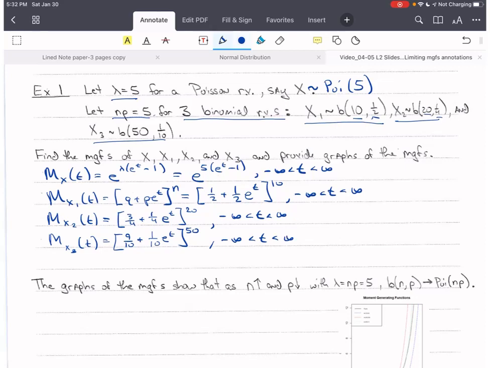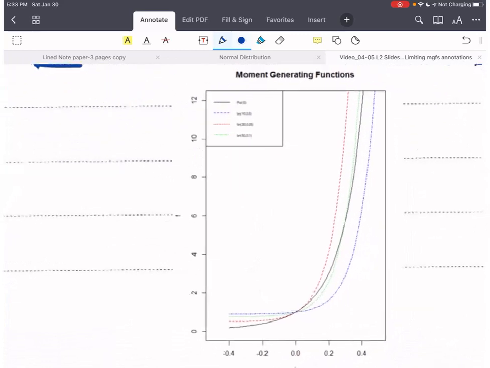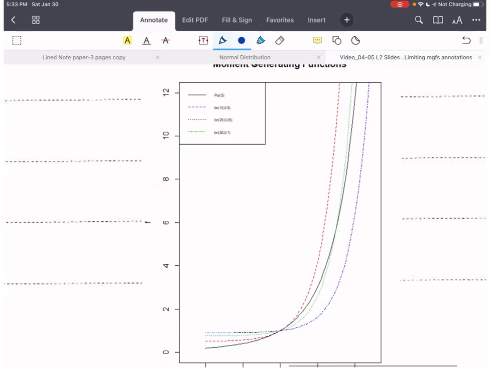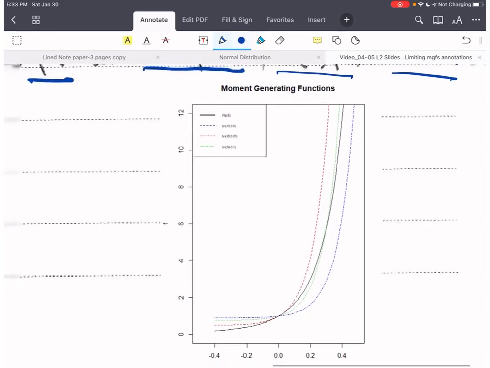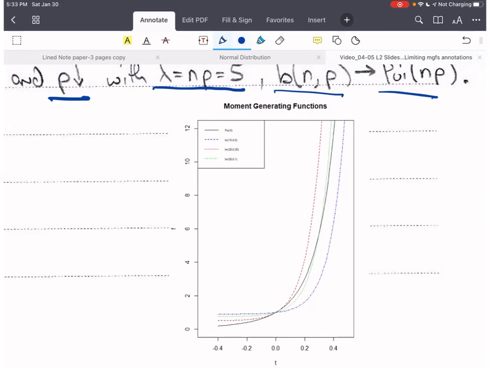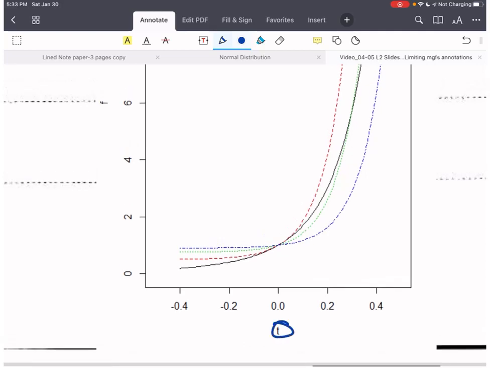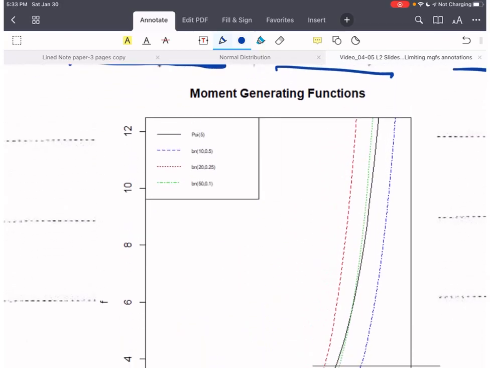All right, then we want the graphs of the MGFs to show that as n increases and p decreases, with lambda equals np equals 5, the binomial approaches the Poisson. So these are some graphs that I made using R. I wasn't really happy with what the book was showing, so I simulated this myself from these different random variables. So what we have is down here on the bottom we have t, okay? And up the top we have M of t.